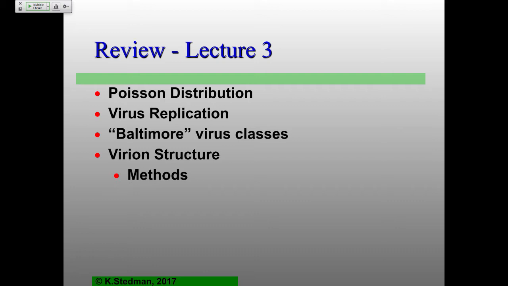And then last time we talked a little bit about the methods for determining virus structures. Basically, with the exception of the absolutely largest virions, you have to have an electron microscope in order to be able to visualize virions. You can do the quick and dirty technique, which is the negative stain, which is what we do all the time. If you want to get higher resolution structures, you can use cryo-electron microscopy.